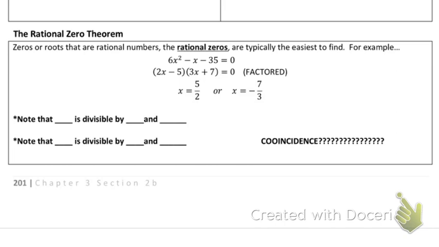All right, so I factor that, and that equals 0. So I have an x of 5 over 2 and an x of negative 7 over 3. Here's where it gets interesting. Let's look at 6. I want to put 6's right here. 6 is divisible by 2, oh my gosh, it's the denominator, and 3.